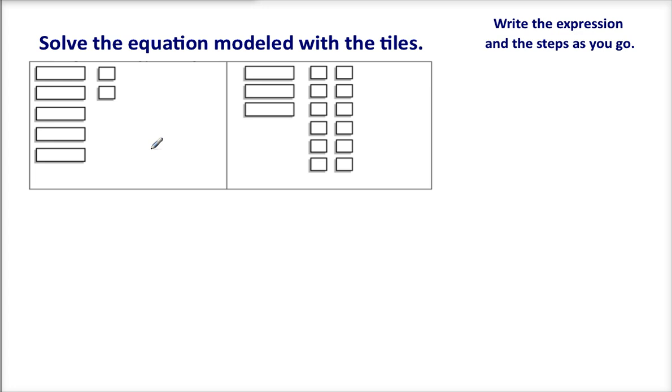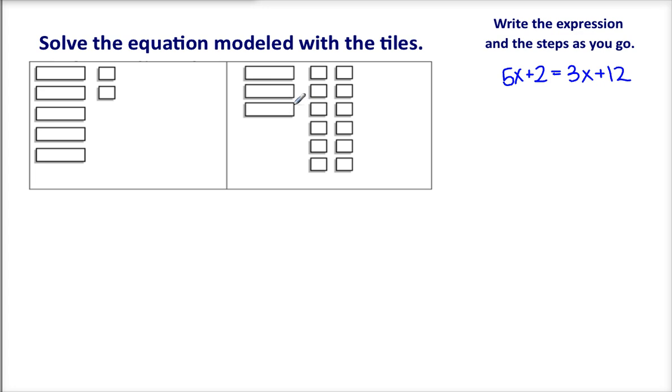So first of all, what is the equation that's modeled here? Well, we have 1, 2, 3, 4, 5 x's and plus 2. And this is equal to 1, 2, 3 x's and 2, 4, 6, 8, 10, 12. So plus positive 12, right? Okay, so there's our equation that we are working with. Notice that we have x's on both sides of the equal sign.